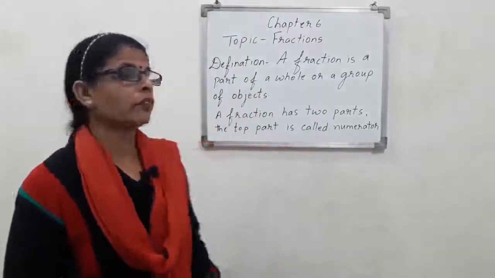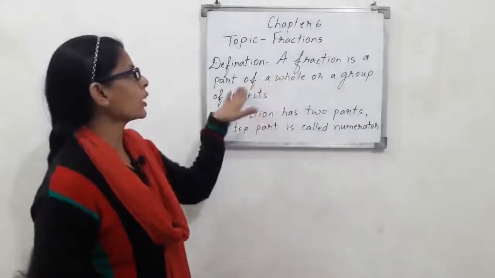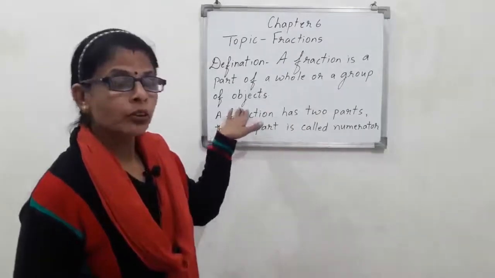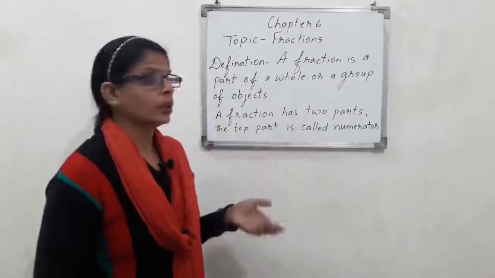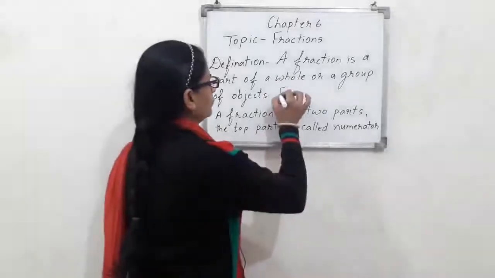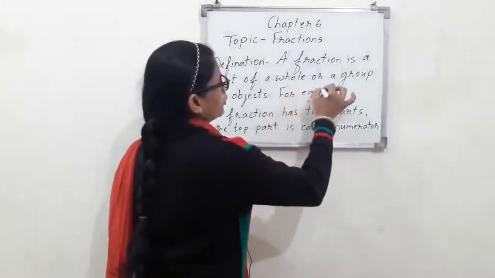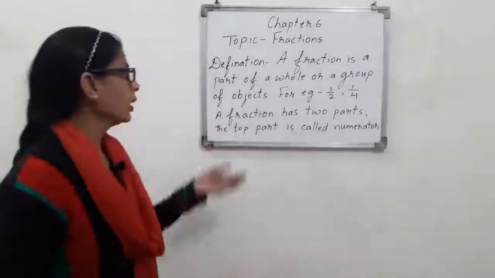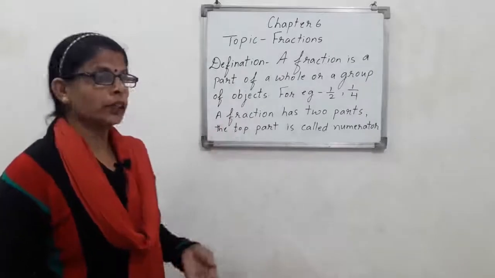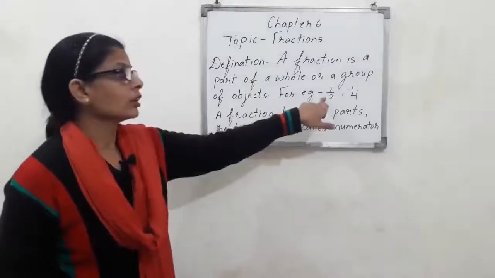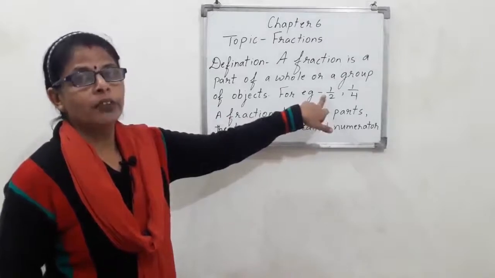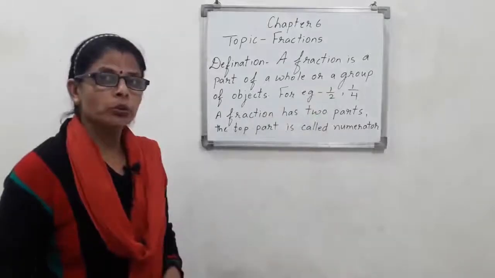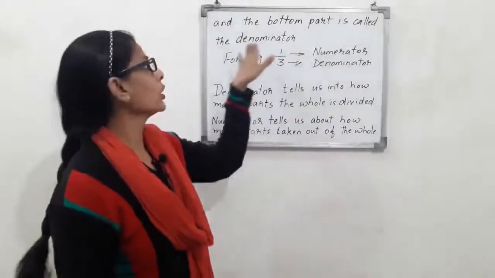What are fractions? Definition of fraction. A fraction is a part of a whole or a group of objects. Now, for example, 1/2, 1/4, right? A fraction has two parts. The line represents a fraction. So, it has two parts. The upper part is known as numerator and the bottom part is called denominator.